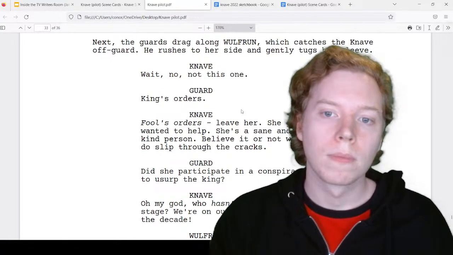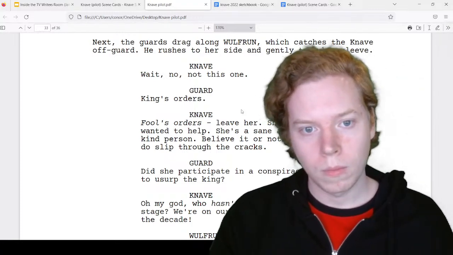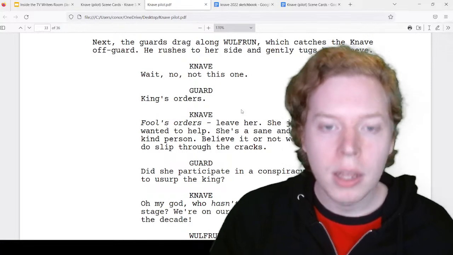Next, the guards drag along Wolfrin, which catches the knave off guard. He rushes to her side and gently tugs her sleeve. Wait, no, not this one.